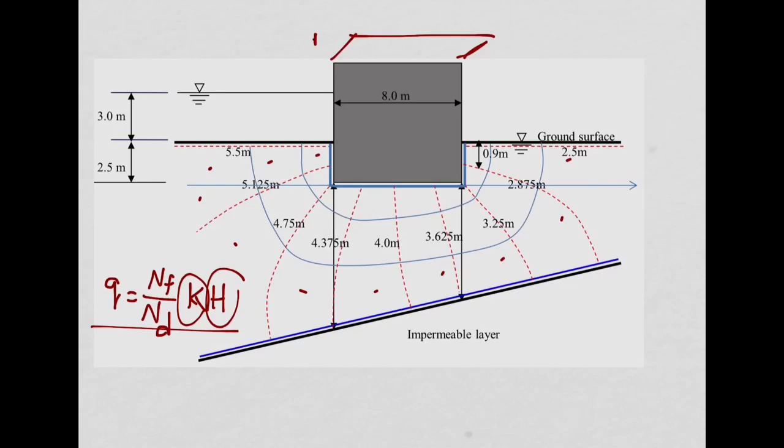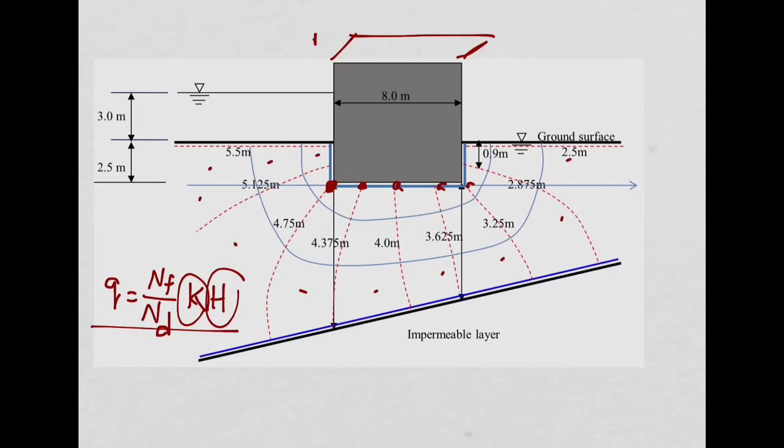Then the second requirement was the uplift force. What we have here is the pore water pressure, which is going to push this dam up. Do we know the pore water pressure here and here and here? This is actually what the flow net can help us do, which is determining the pore water pressure at the bottom of this dam.